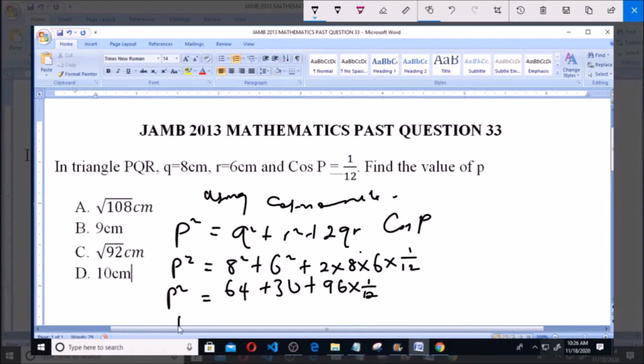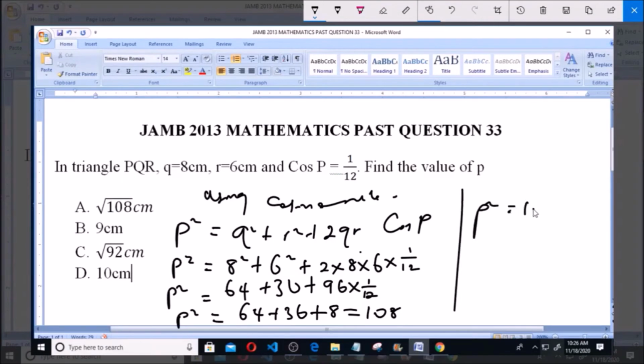Now we have that p squared is equal to 64 plus 36 plus 96 multiplied by 1 over 12, that's 96 over 12, which gives us 8. Now this is equal to 64 plus 36 plus 8, which gives us 108. Therefore p squared is equal to 108. Now p will be equal to the square root of 108 centimeters, which is option A.